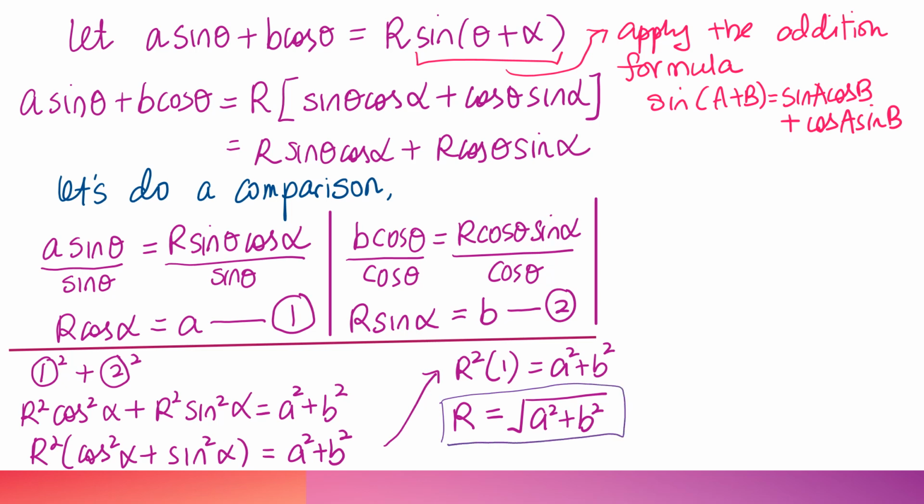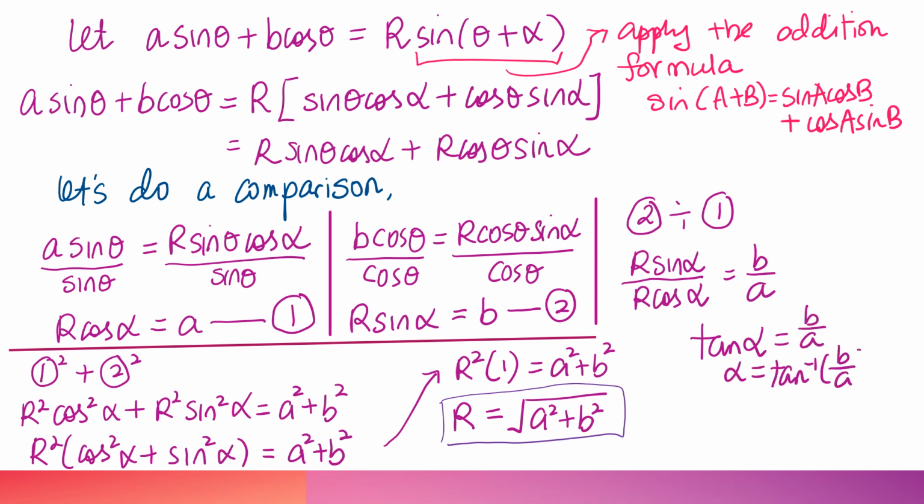Right. Then we still have to find the unknown alpha. So we're going to take equation 2 and divide by equation 1, and then we end up getting tangent alpha equals b over a. Hence, alpha is equal to tangent inverse of b over a. Right, so this is the derivation to find the unknowns r and alpha.